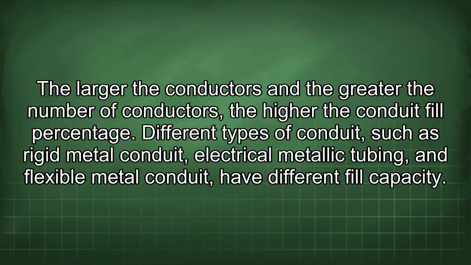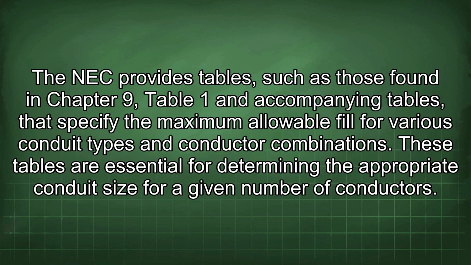Different types of conduit, such as rigid metal conduit, electrical metallic tubing, and flexible metal conduit, have different fill capacity. The NEC provides tables, such as those found in Chapter 9, Table 1 and accompanying tables, that specify the maximum allowable fill for various conduit types and conductor combinations. These tables are essential for determining the appropriate conduit size for a given number of conductors.